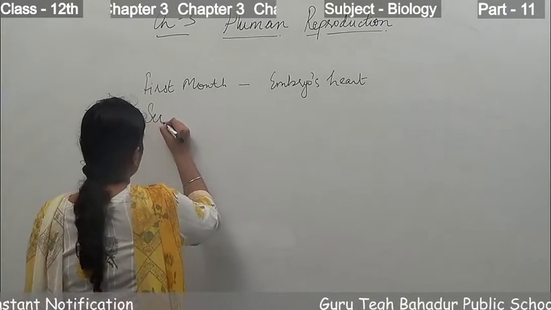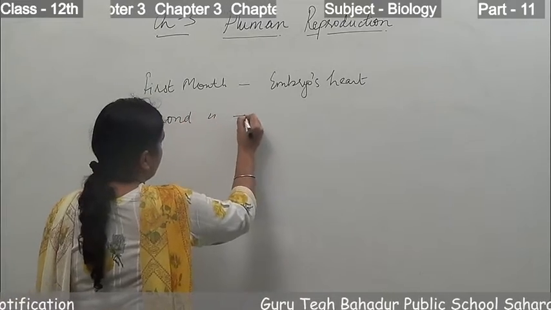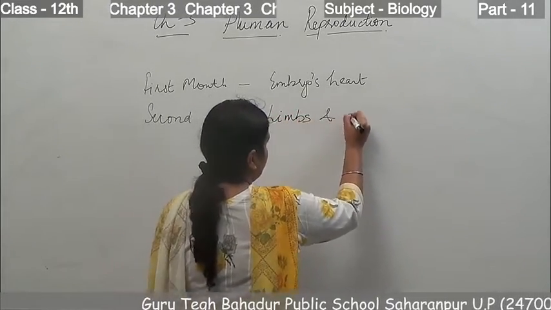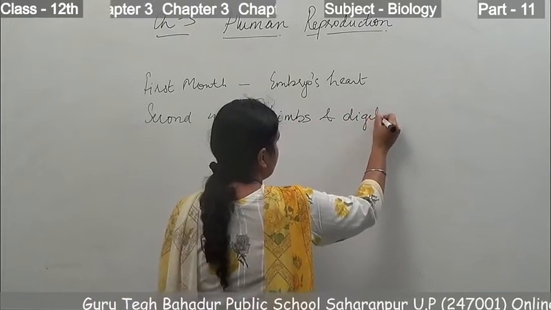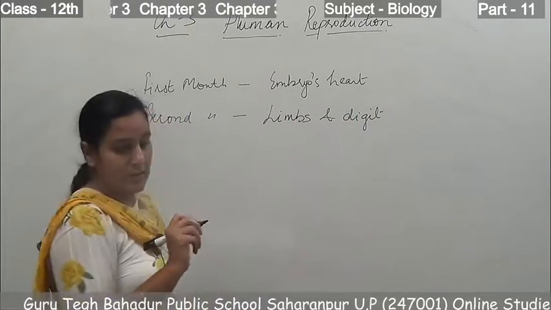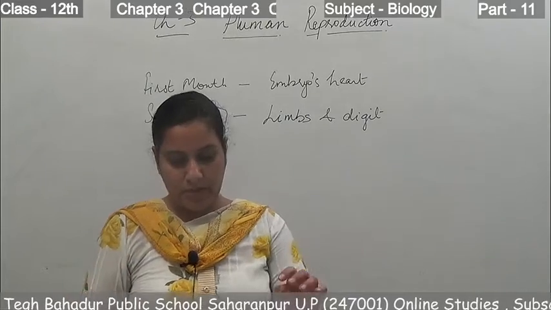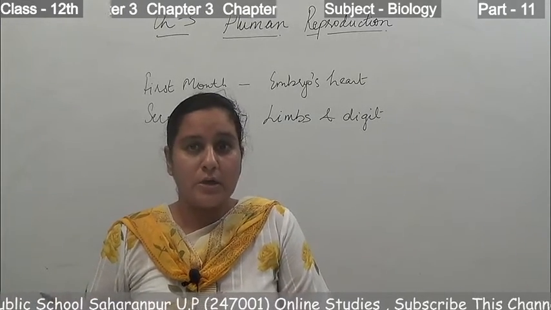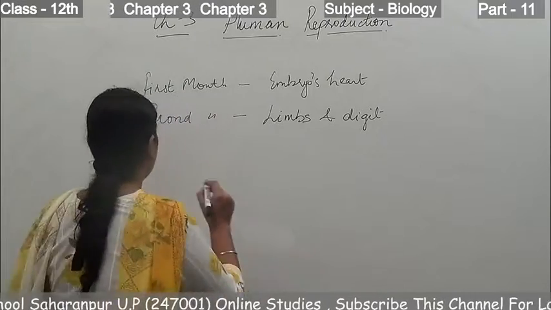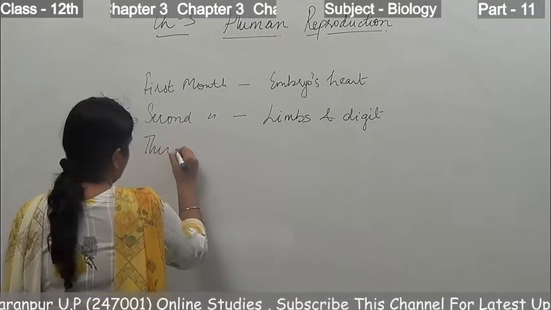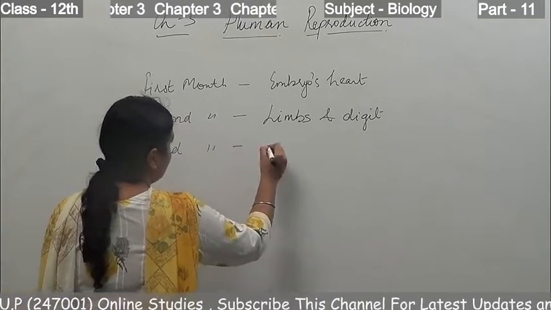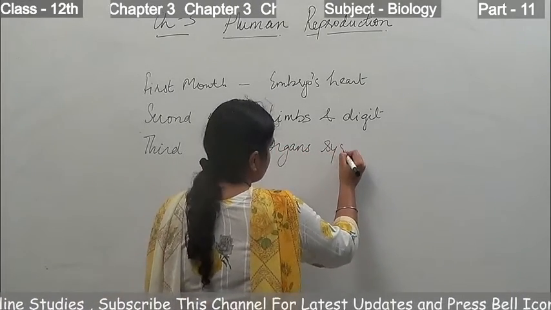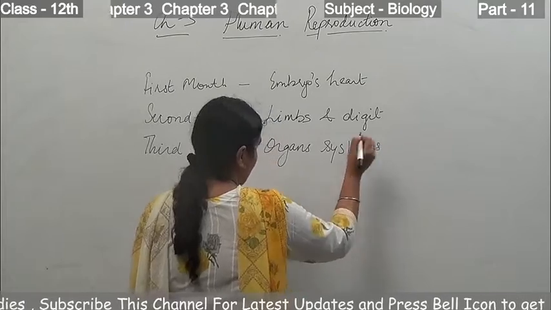Second month, development of limbs and digits started. Then in the third month, by the end of the third month, most of the organ systems are formed. By the end of the third month, most of the organ systems are formed.